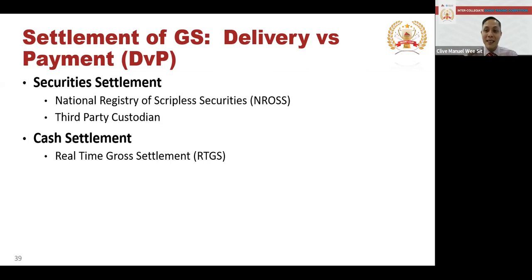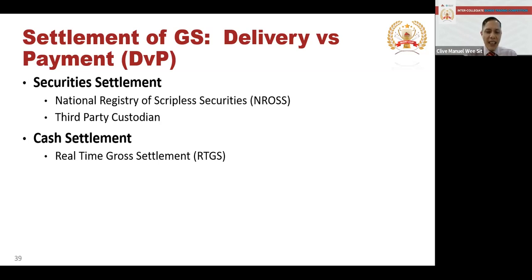So what happens here is, since BPI bought a security from BDO, the ownership of this security would have to be transferred from the NROS account of BDO to the NROS account of BPI. And that transfer will happen simultaneously with the transfer of the funds from BPI's DDA account with the BSP to the DDA account of BDO, right? So that's normally how it settles through DVP.